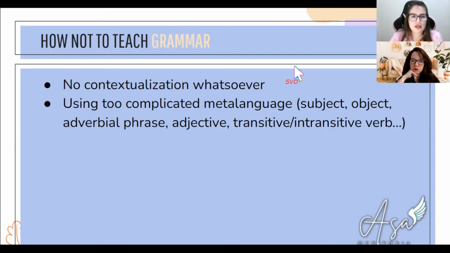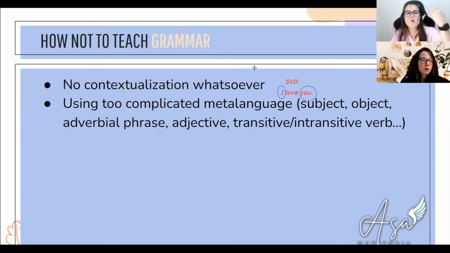And then I gave him an example. So for example, I love you. I asked him, what is the subject of the sentence? Who does the action of loving? And then he figured it out. It was I. And then I asked him what was the object. So who received the action of being loved? And he answered, you. And then once I established this pattern with him, it was okay for me to use these words. But notice that I didn't use adverbial phrase, adjective, transitive verb, intransitive verb, you know?